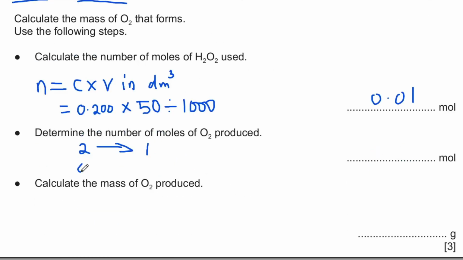So that means 0.01 moles of peroxide will give us n, which is the number of moles that we're looking for. So we cross multiply, it's simple mathematics. So our number of moles, n, will be equal to 0.01 divided by 2, which will be equivalent to 0.005.